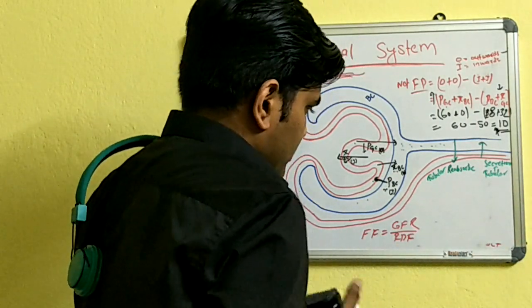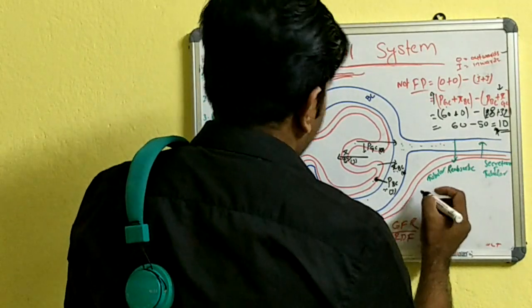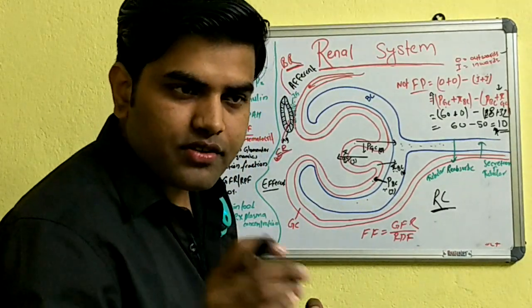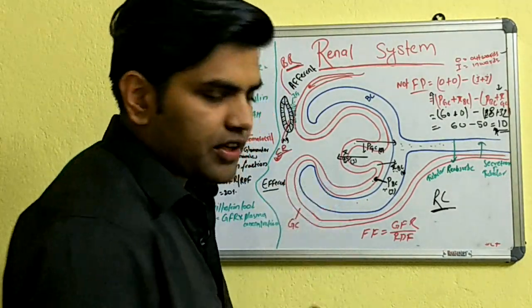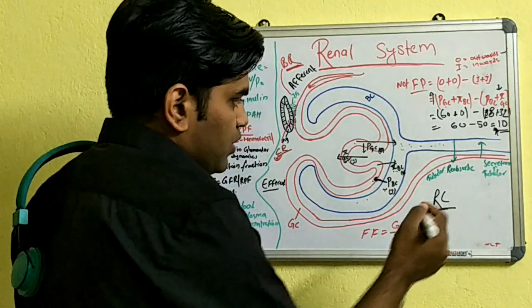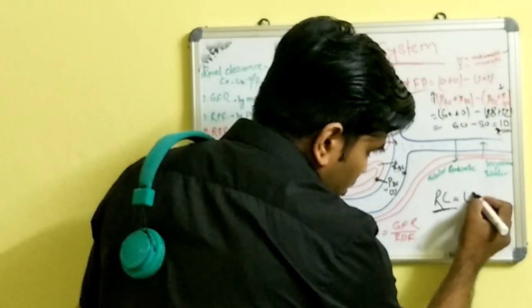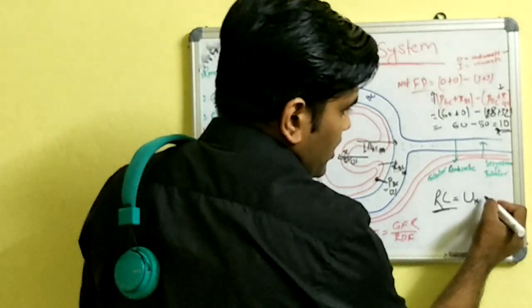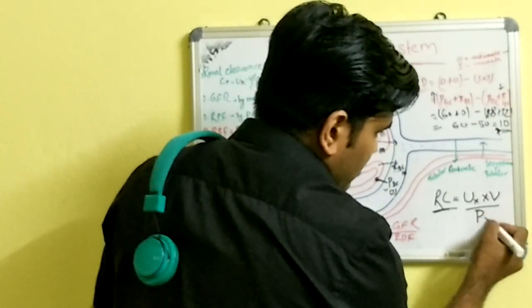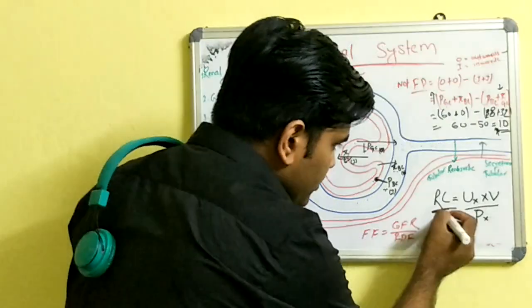The renal clearance of any substance. You take anything like inulin, glucose, para-aminohippuric acid, or anything. So how can the renal clearance of a substance be defined? It is defined as the urine concentration of the same substance into the urine flow rate, divided by the plasma concentration of the same substance.